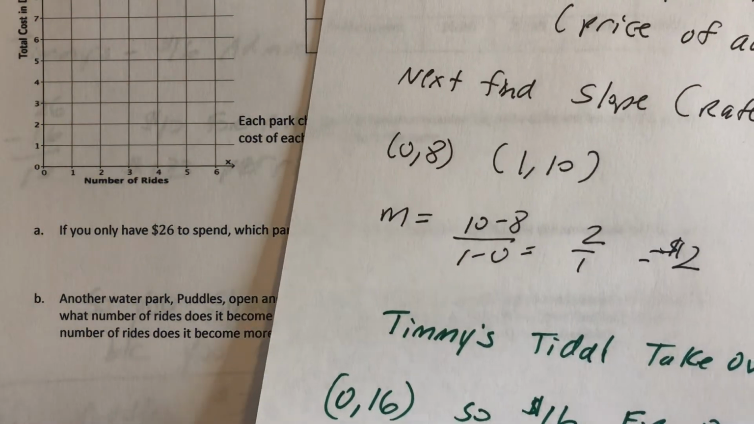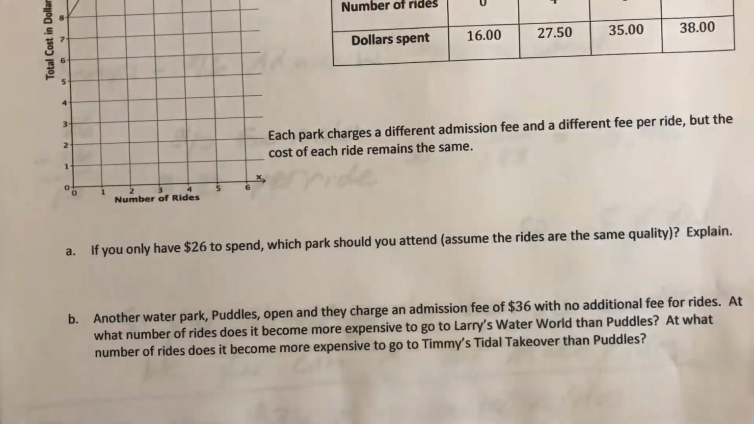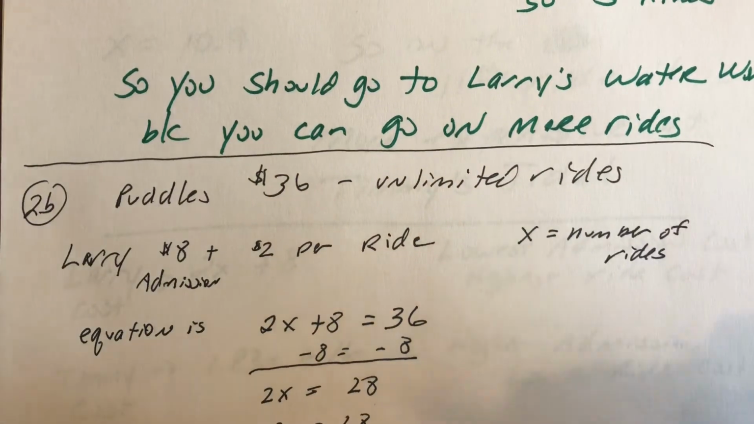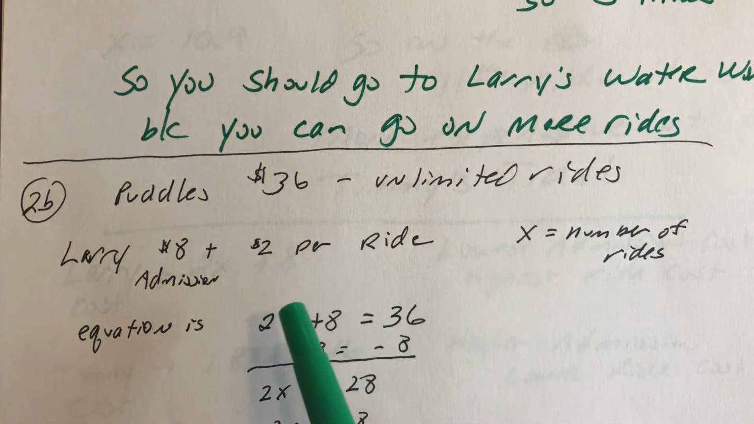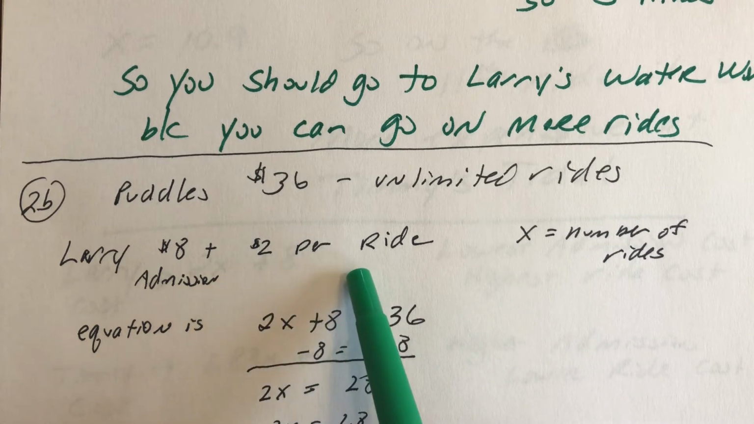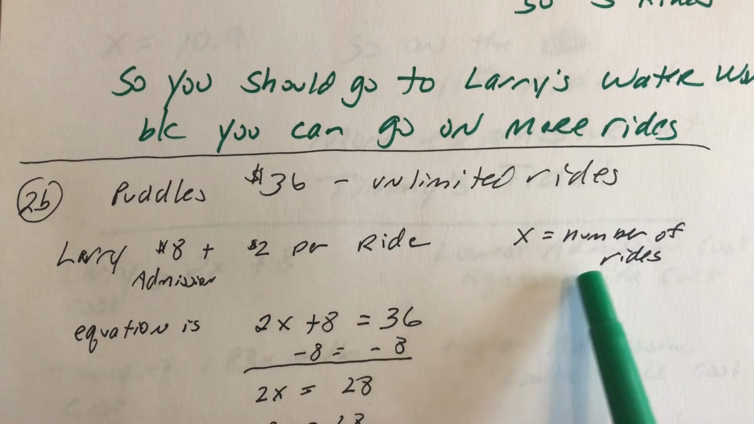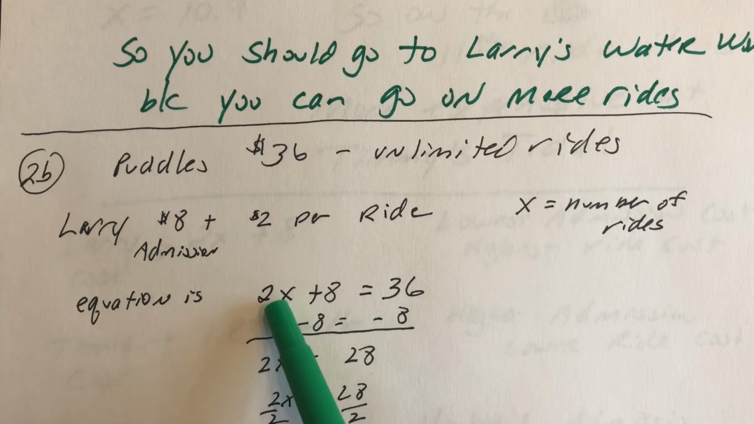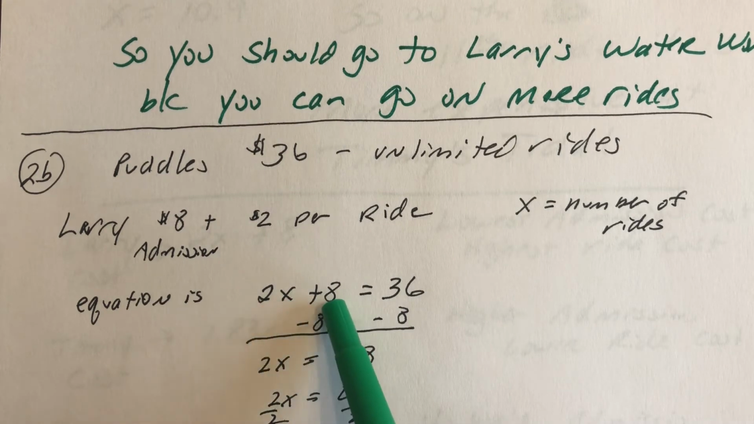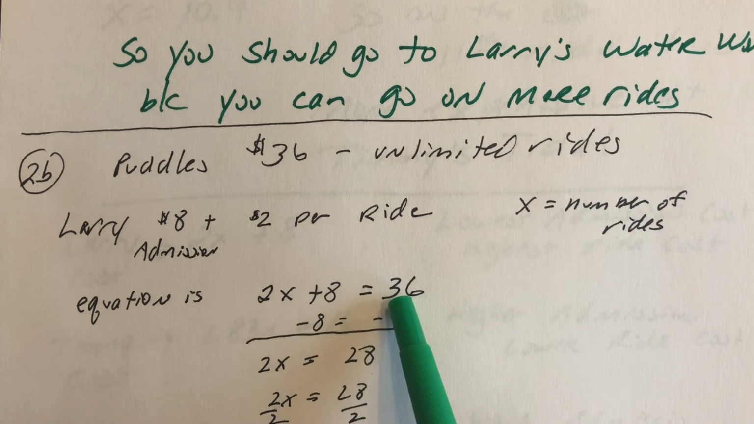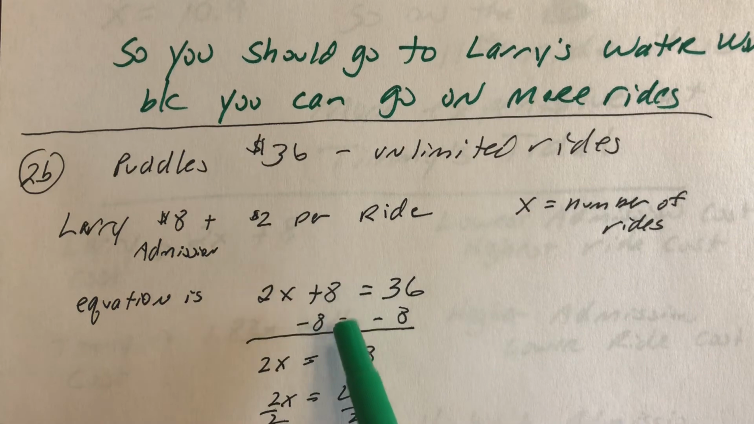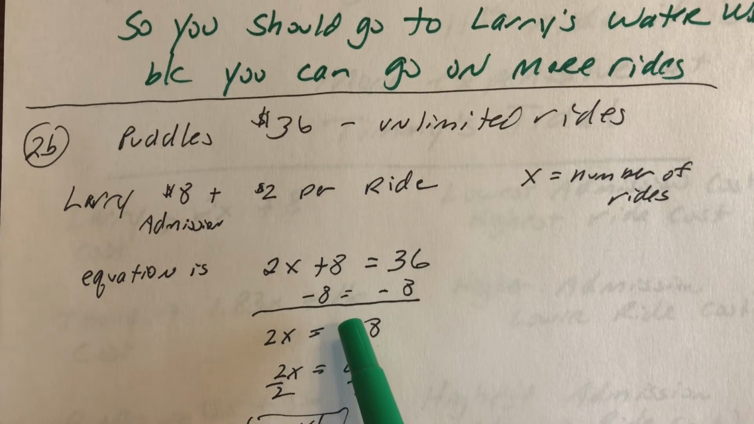All right, so what we need to do is, on Puddles, right, it's 36 bucks, unlimited rides. So Larry's, remember, is $8 admission, $2 per ride. So we got to get an equation for Larry's. We can let X represent the number of rides you can go on at Larry's Water World. So our equation would be $2 times every ride you go on plus that $8 admission fee equals the $36, right? Because we're setting that equal to what it costs to go to Puddles, because we want to know on how many rides it is more expensive to go to Larry's.